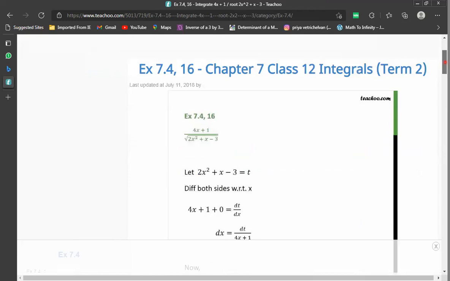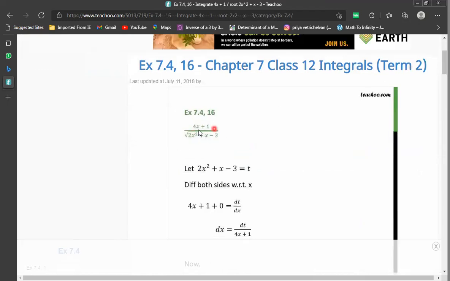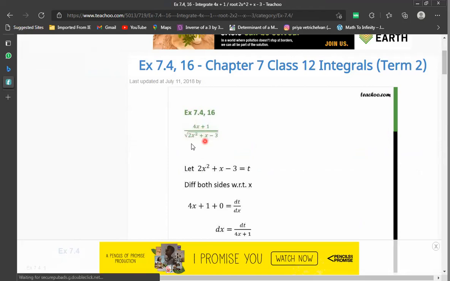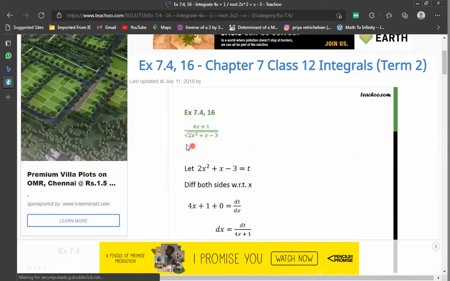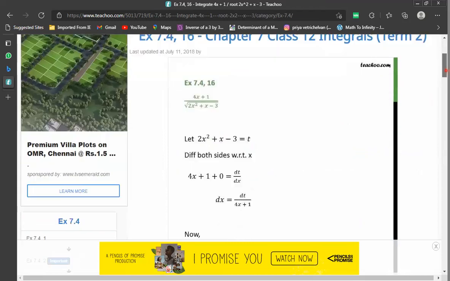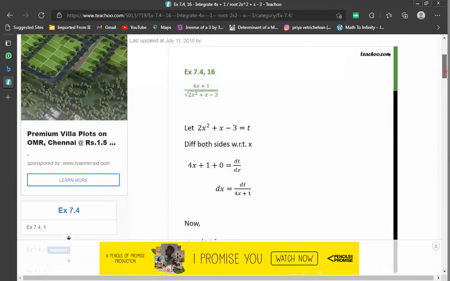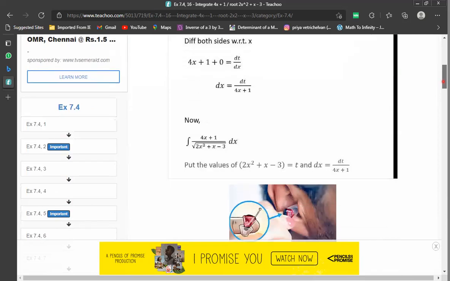2x square plus x minus 3. So 4x plus 1 upon square root of 2x square plus x minus 3. You can take this quadratic expression as t. We can solve this using the substitution method. Differentiate both sides with respect to x.